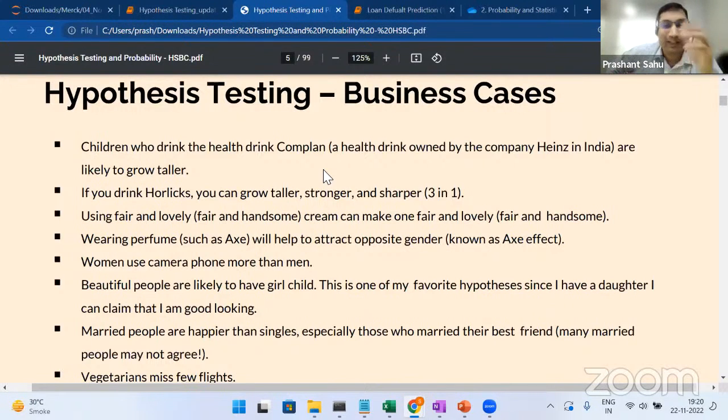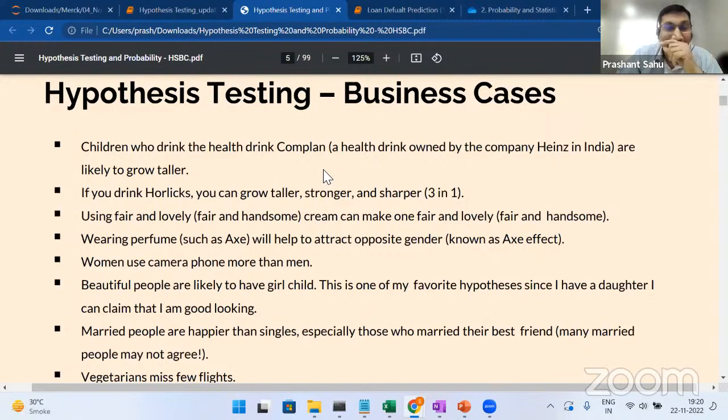Creams: everyone knows about these two creams in India, very popular. Fair and Lovely and Fair and Handsome. Fair and Lovely is a HUL product. Fair and Handsome is an Emami product. So two different companies are making very similar names, and both are claiming that they can make you fair and lovely or fair and handsome.